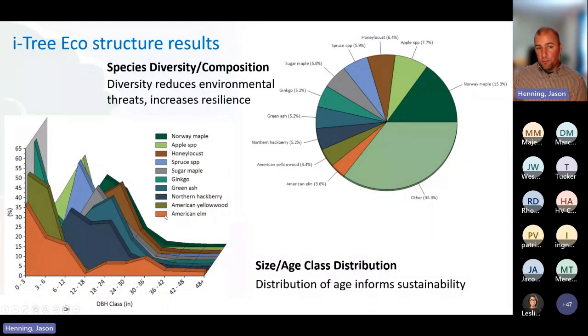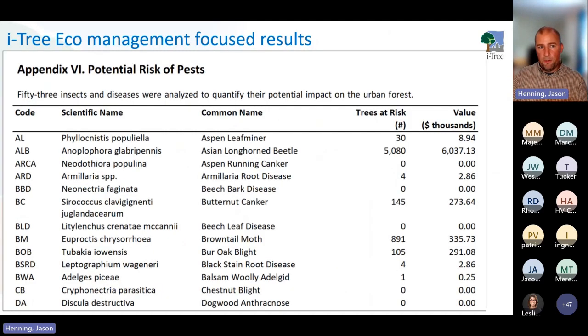They've got some Dutch elm resistant American elms that they're planting because they're down here in this smaller class. They're also planting some yellowwoods, and they're planting some ginkgos. But you can see they've got Norway maples. They've also got a bunch of green ash here, and they've stopped planting those for sort of obvious reasons. So you can really get a more in-depth picture of the structure of your forest using iTree Eco.